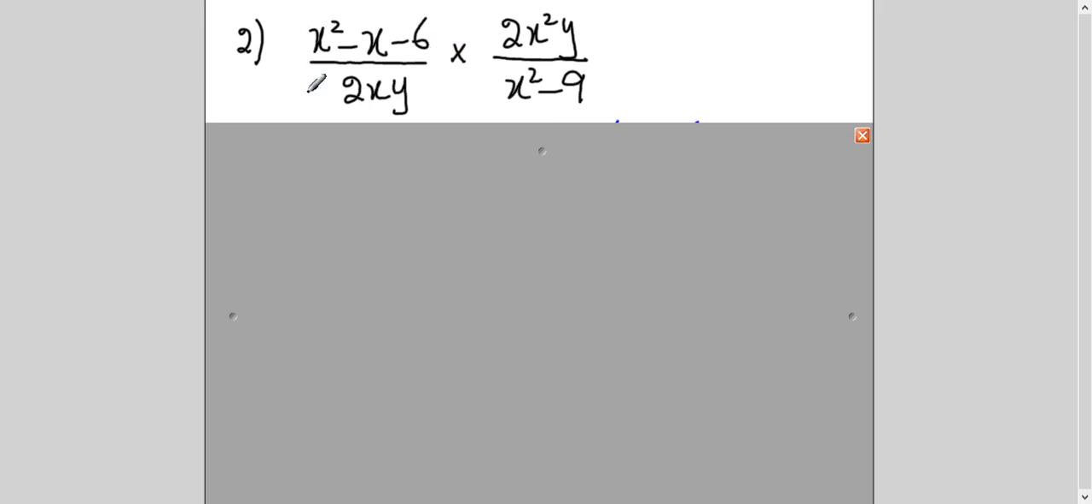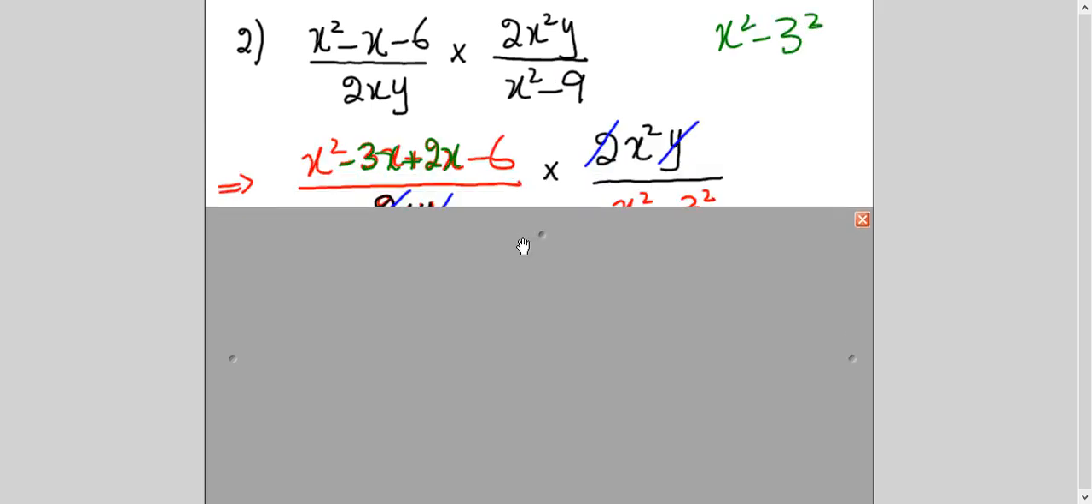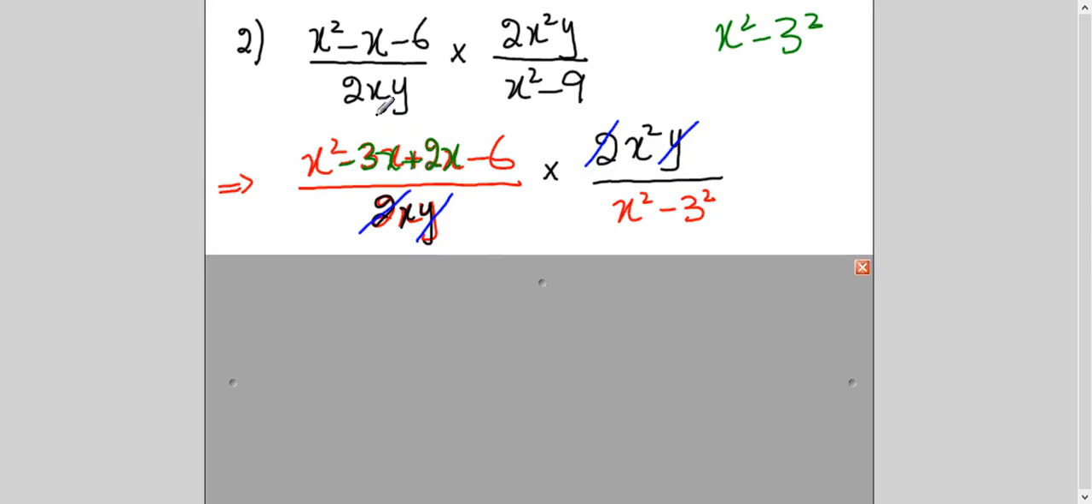First of all, in this algebraic fraction, I will factorize this one. I can. This I cannot. Similarly, this one I can factorize because 9 is actually equal to 3 square, so it will become x square minus 3 square. I have used a different color to show you. I'm splitting minus x into minus 3x plus 2x. And the explanation is in video 2. Link is given in the description.